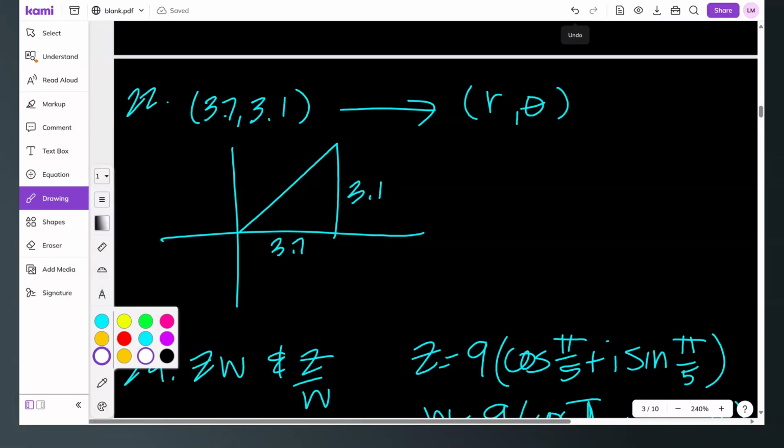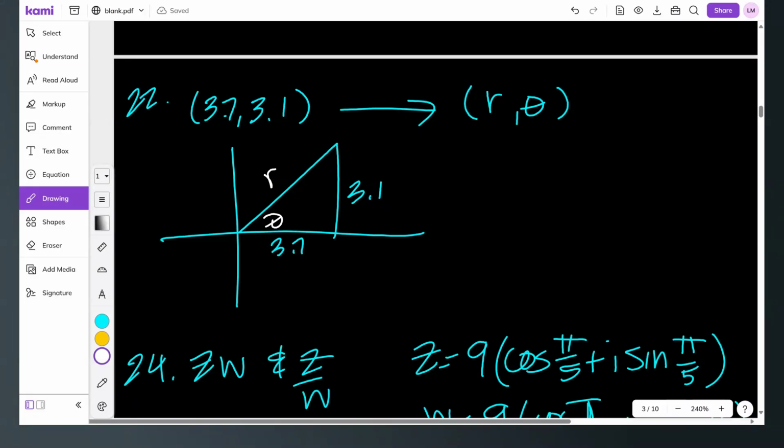This is part 3. So this is number 22. It wants me to take the rectangular coordinates and put them into polar coordinates. So I need r and I need theta. If you want to pause the video and try this, you go right ahead.